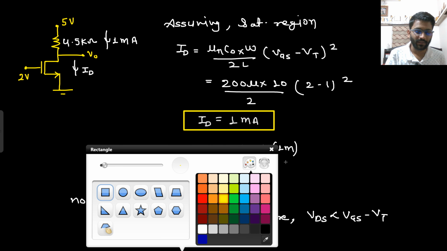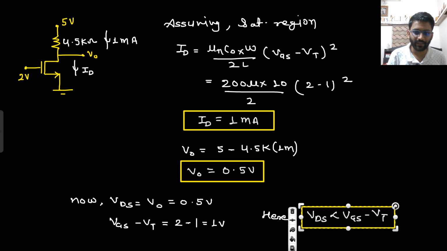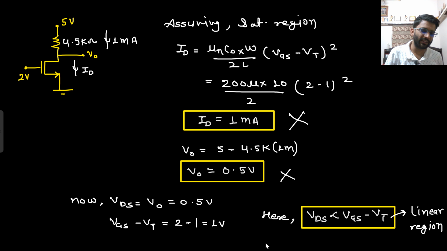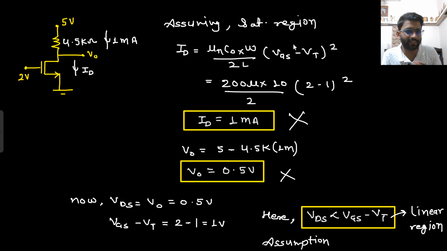That means it is working in linear region. So the assumption that we made is wrong. What did we do? First we assumed that it is working in saturation region, so we applied the saturation current equation. After applying it, we found the value of V naught, and then we got to know VDS value is 0.5 volt. Based on that, our VDS is less than VGS minus VT. That means our MOS is working in linear region, not in saturation region. So the assumption is wrong.